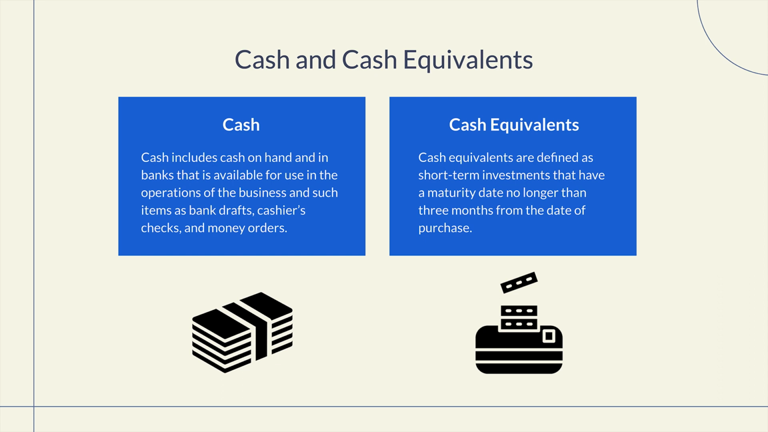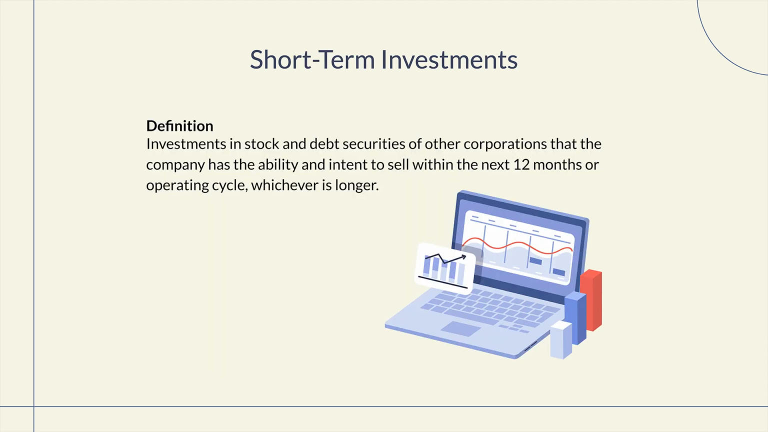Cash equivalents are defined as short-term investments that have a maturity date no longer than 3 months from the date of purchase. Short-term investments are investments in stock and debt securities of other corporations that a company has the ability and intent to sell within the next 12 months or an operating cycle, whichever is longer. These investments can be classified based on the intent and ability to sell and will be discussed in more detail in Chapter 12.